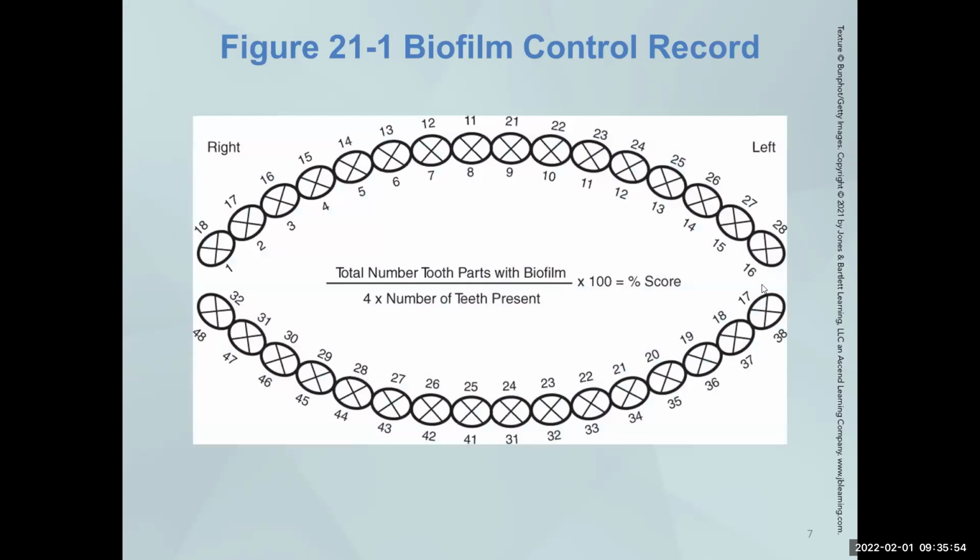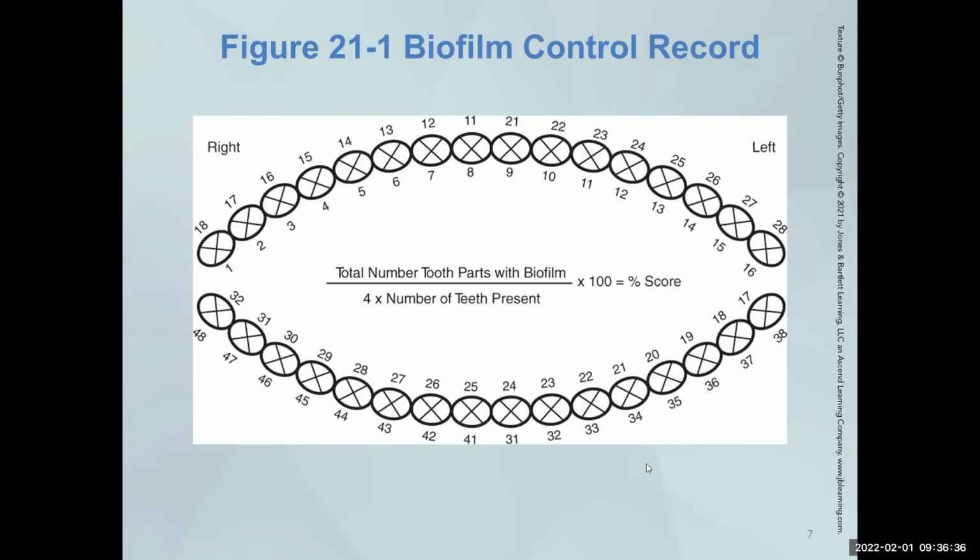This is looking familiar to you, and this is the score that we use. This is one of the many biofilm control records. And we've got these little slips of paper that we cut up because when we had paper charts, we kept a biofilm index. So if they came in 6 times, you'd have 6 of these on one page. So you'd be able to see how they're going. Hopefully they're getting less and less and less. But this looks at all of the teeth.